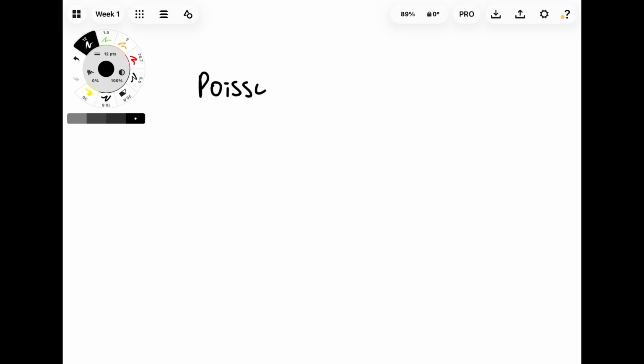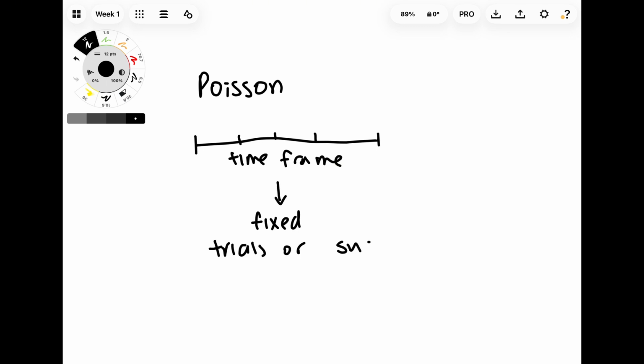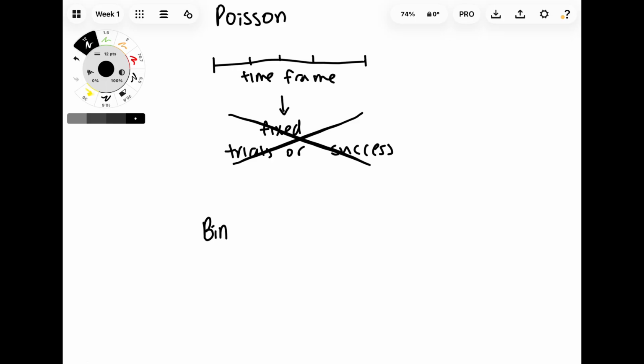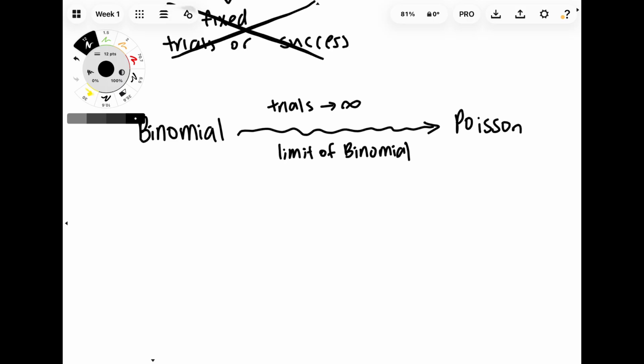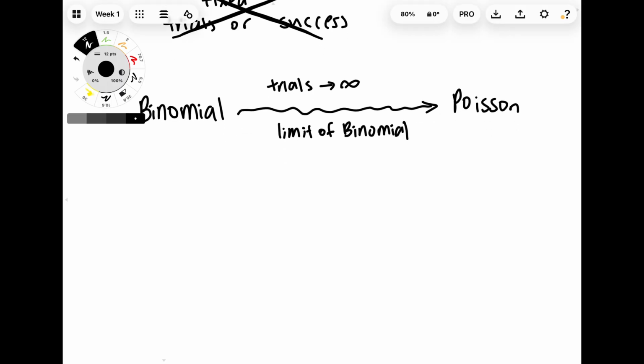The last distribution we will look at is Poisson distribution. Compared to the other distributions, Poisson is a little different as we are looking at what happens during a time frame, instead of a fixed number of trials or successes. Even though the Poisson distribution has a different form, it is not unrelated to the binomial. In fact, it arises naturally from the binomial distribution when we consider a large number of trials with a very small probability of success, while keeping the average number of successes fixed. So, we can find Poisson by finding the limit of a binomial distribution.